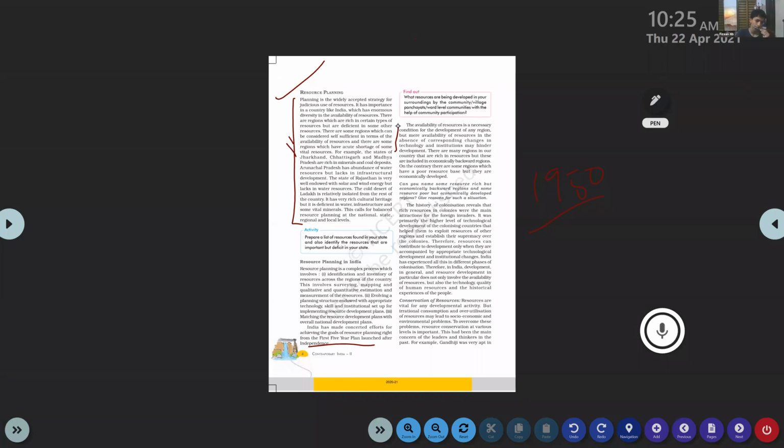Okay, now we are moving to the next topic. The history of colonization reveals that rich resources in colonies were the main attraction for the colonizers.